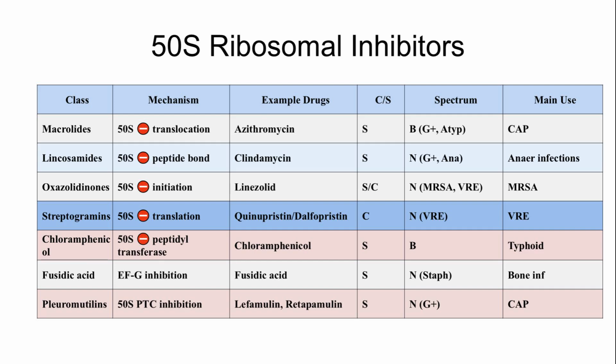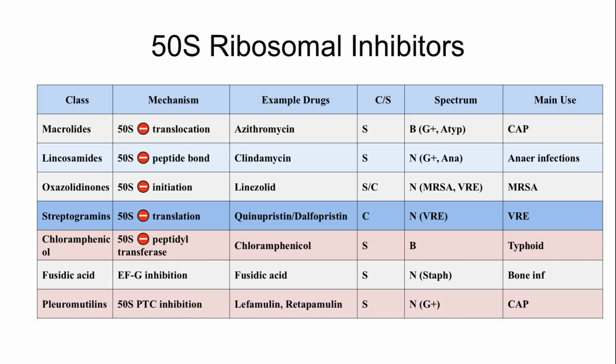Then we have streptogramins, which also act on the 50S but in a slightly different way. They interfere with translation and are particularly useful in VRE infections. Think of them as disrupting the whole process rather than a single step. Now another important class is chloramphenicol, which inhibits the peptidyl transferase enzyme, the enzyme directly responsible for forming peptide bonds. This is a broad-spectrum drug but used selectively due to toxicity, for example in typhoid fever.